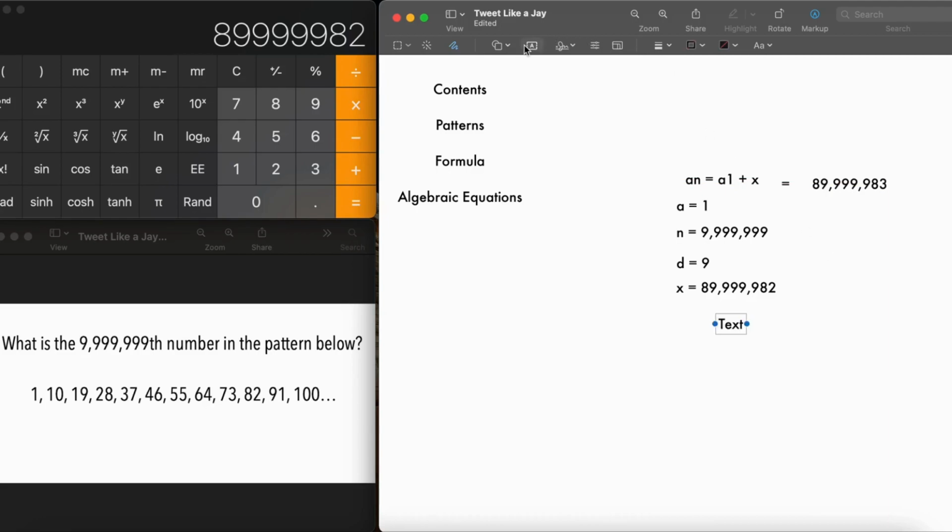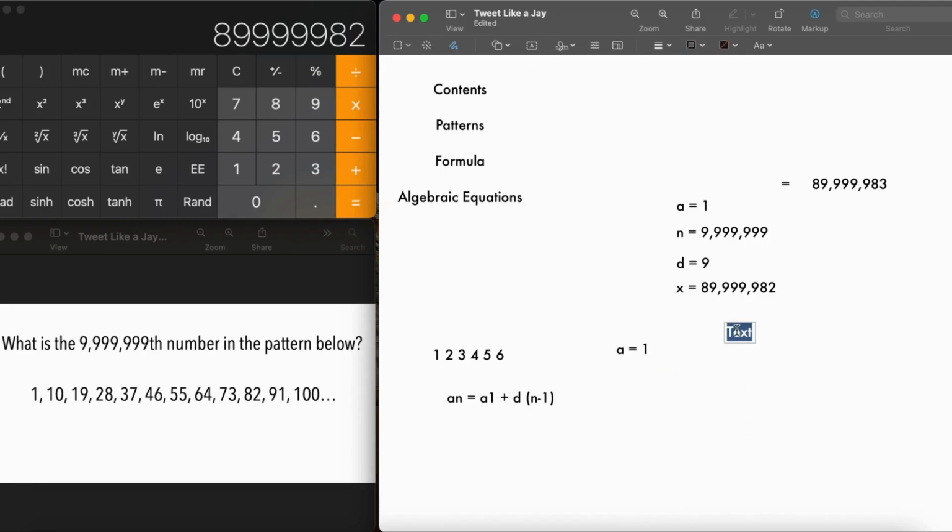To prove this correctly, let's do it with a smaller number. Let's say 1, 2, 3, 4, 5, 6, and say we don't know what the pattern is because the number's too big, and we're asking for the 7th term. Let's use this method to solve it. Now, AN was A1 plus D times N minus 1. I just want to do it the simple way. So, with this method, A1 is 1, of course.